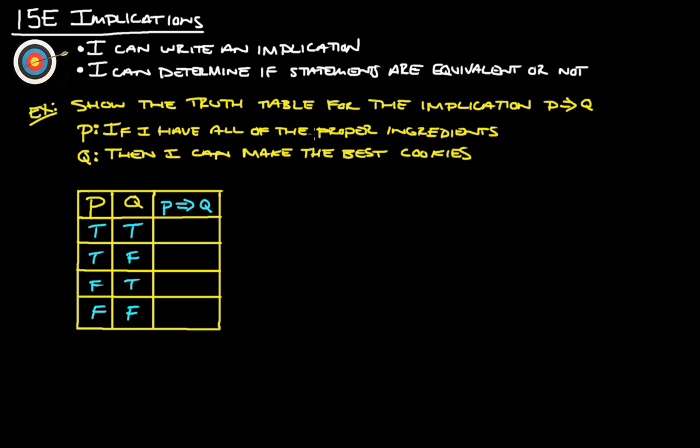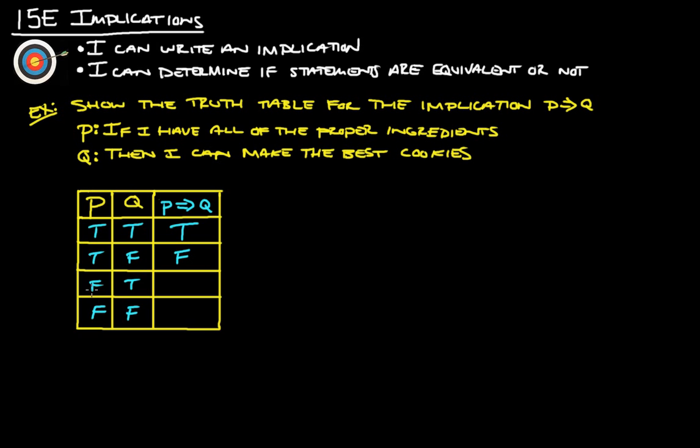So P is if I have all the proper ingredients, that's true, and then I make the best cookies, that's also true. So if I have all the proper ingredients and I make the best cookies, you can assume that's true because P would imply Q. Now, if I have all the best ingredients and I don't make the best cookies, you can assume that is not true because I had my opportunity, I had everything I needed, but I messed up and I made rotten cookies. So that would be false.